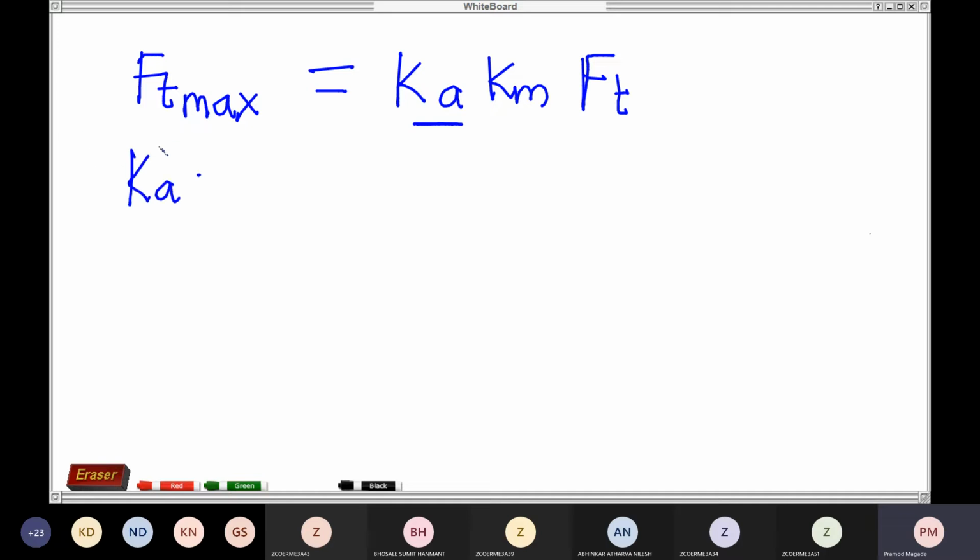I'll write Ka, and again this can be selected from the chart, the service factor. Many times this factor is directly given, whether it is 0.1, 0.3, 1.5, and so on. So this is about the service factor.